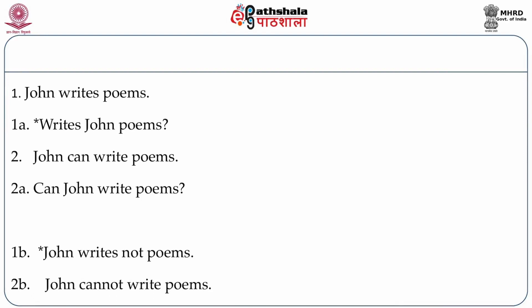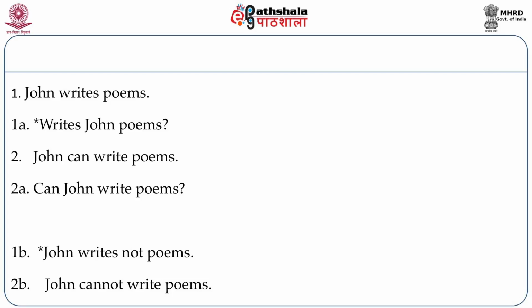Look at 1A and 2 and 2A. John writes poems, but we cannot move writes and make it a question. But John can write poems, we can move can and make it a question. Why is this? This is because here can is an auxiliary verb, but writes is not an auxiliary verb. So only auxiliary verbs can be moved to the sentence initial position, and we can make a yes no question like we have done in 2A.